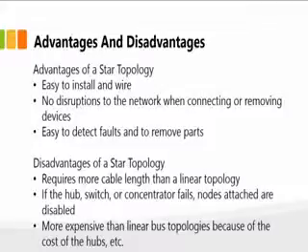So if the hub, switch, or the concentrator fails, nodes attached are disabled. So if something actually happens to that centralized device, that's a problem. It's also more expensive than linear bus topologies because of the cost of the extra peripheral devices such as hubs and switches. And we'll talk about hubs and switches later on in a different lesson, but here just understand the basic concept and the advantages and disadvantages of these.